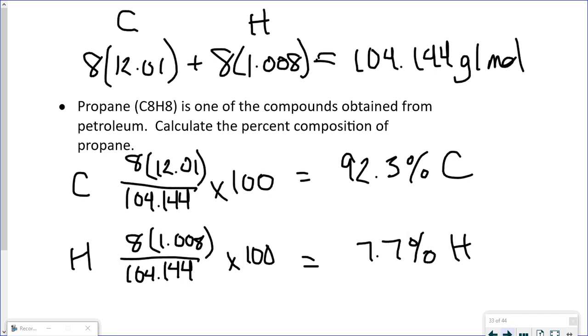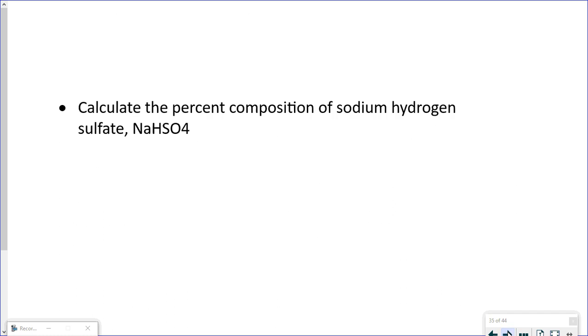Let's look at another problem. I'm going to skip to one that has more than two substances, because this is possible. Let me see if I have another example. No. So this will be our last example. So we're going to find the percent composition of sodium hydrogen sulfate. The formula is NaHSO4. That 4 should be a subscript. Oops, my alignment's off. I apologize. We're going to ignore that.